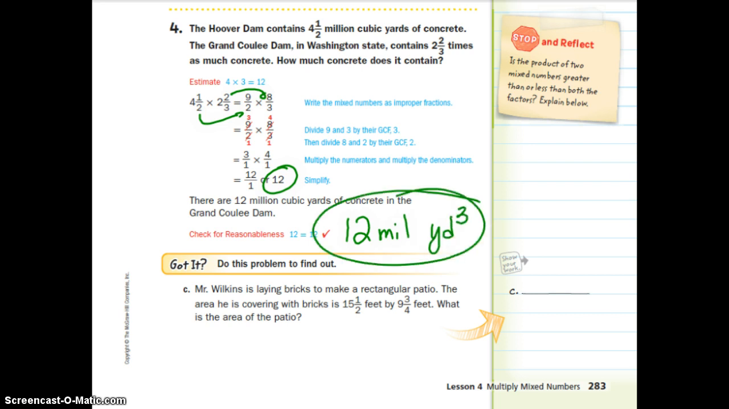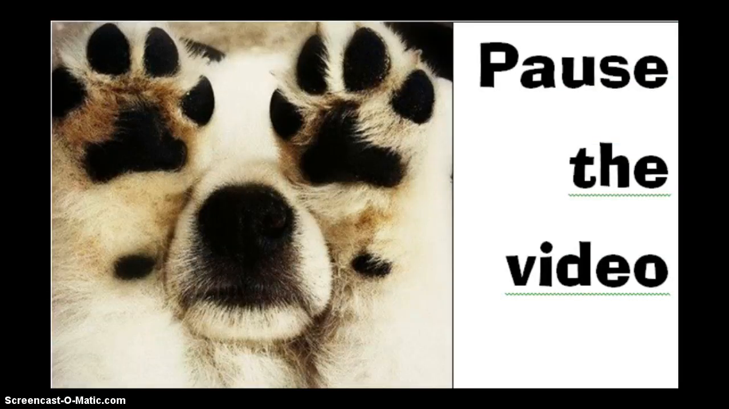Make sure you always go back to the problem to check the context of the problem. Because if you had put 12 down, I would have marked it as wrong. It's 12 million. There's a huge difference between 12 cubic yards and 12 million cubic yards. All right, get it, got it, go. Pause the video.